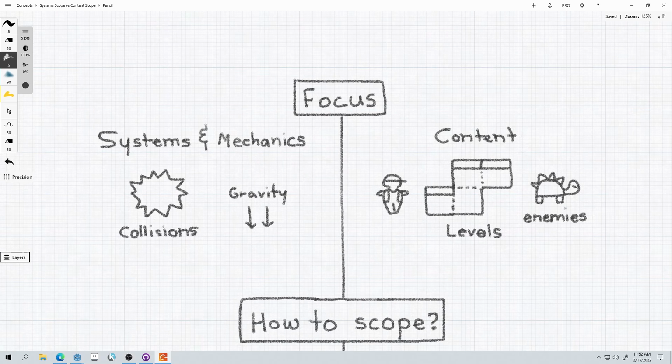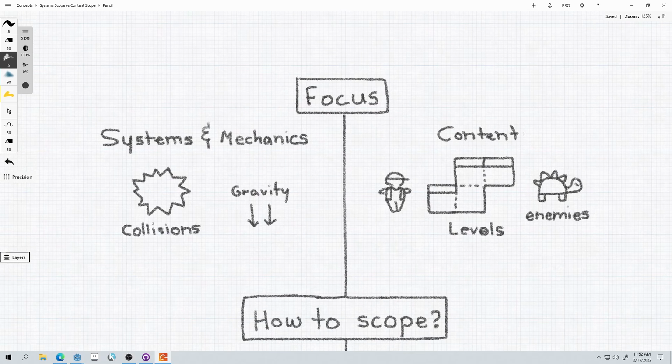And this line, we will discuss the differences between each phase in particular areas. So we'll start with focus. During the prototyping phase, you should be focused on systems and mechanics. So that could be any logic that handles the interaction between entities in your games. So your inventory system, your items, your collisions. I have gravity here as an example.